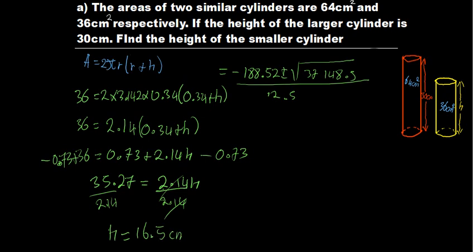So that's how we go about finding the height of the smaller cylinder when the information is given that the two cylinders are similar, and we have come to know that they are similar in terms of the radius. So we just use the information that we have been given from the larger cylinder to get what we want on the smaller cylinder.